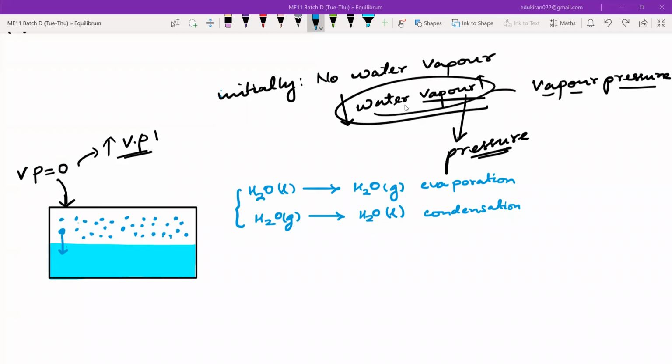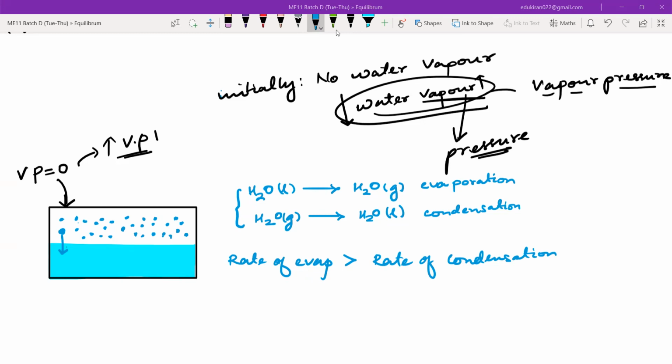So initially I would say that the rate of evaporation was greater than the rate of condensation. Yes or no? Correct, guys? Tell me. Yes, no problem till here. So the rate of evaporation was initially greater than the rate of condensation, and the evaporation will be happening.